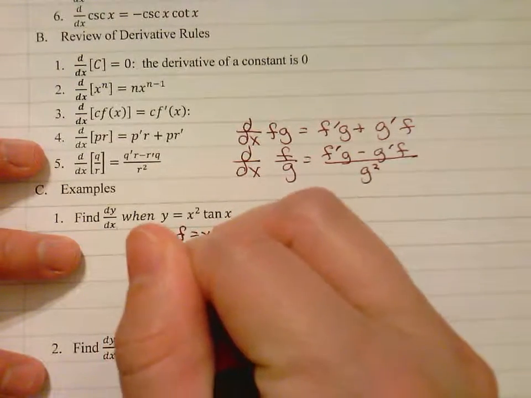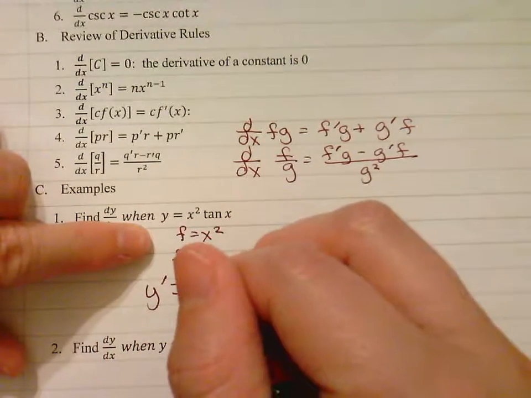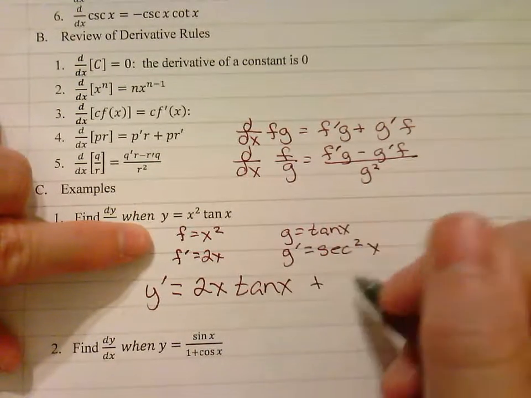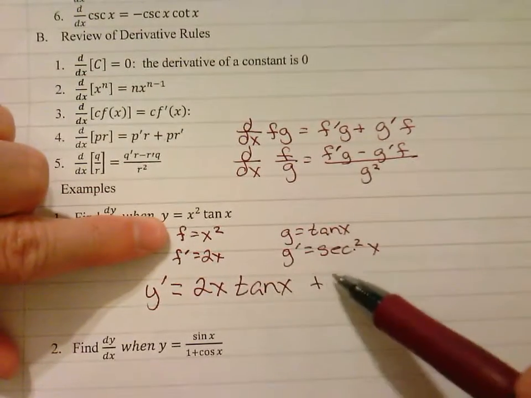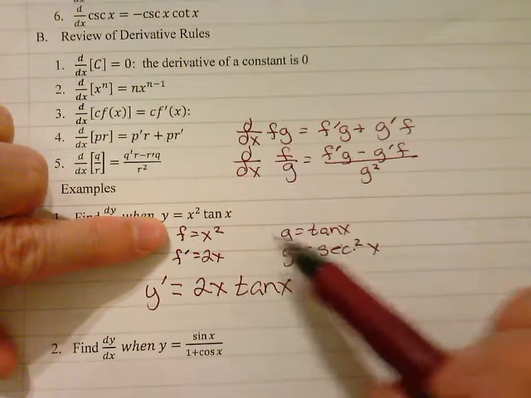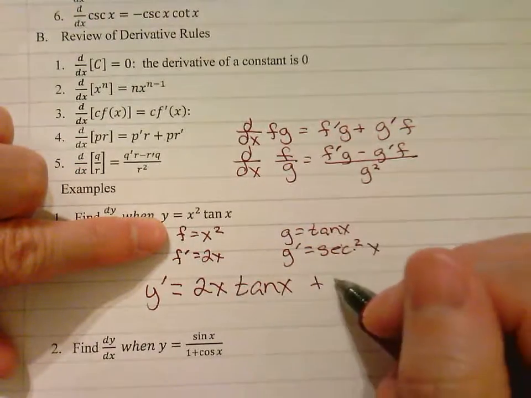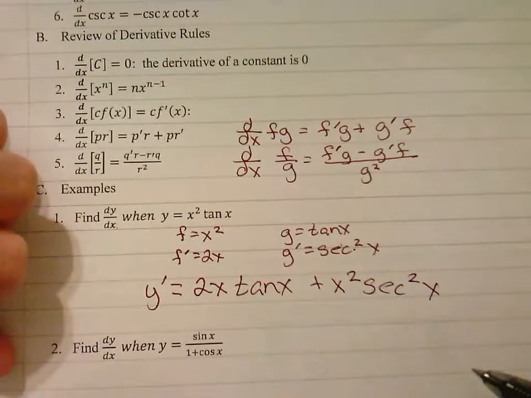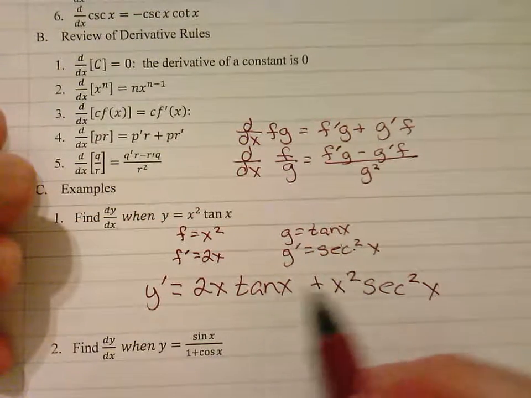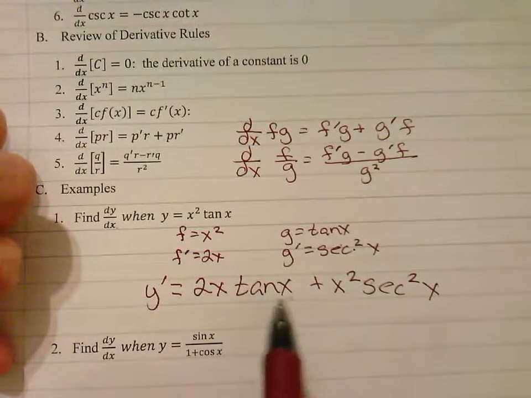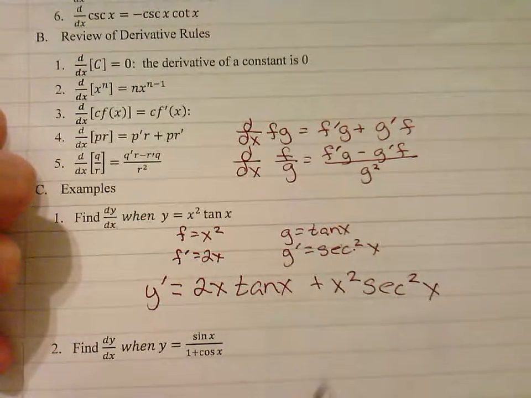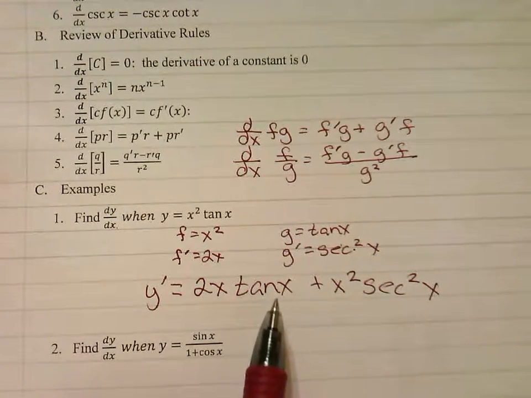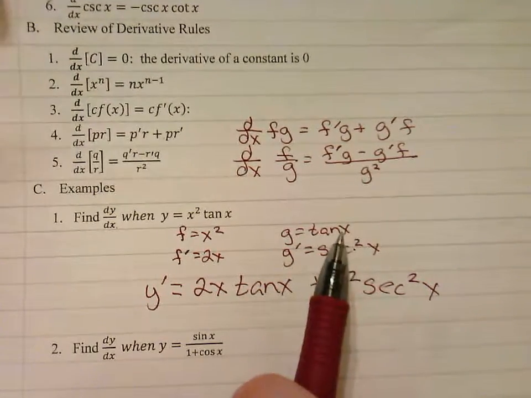So y prime is going to be f prime of g plus g prime f. So you can do g prime f, you get secant squared x times x squared. I like the variable to be first, so I'm just going to do x squared secant squared x. Okay? And if you want to factor the x out, you can. It's not really going to do anything. There's not going to be any identities hiding there. Unless you want to make this 1 plus tangent squared x. But there's no like terms. So, there you go.